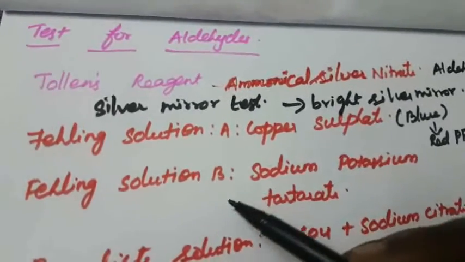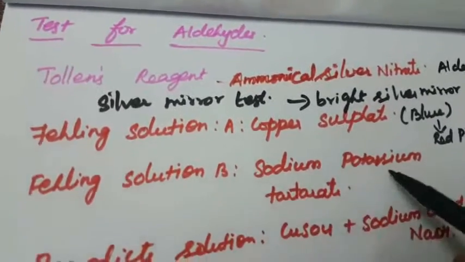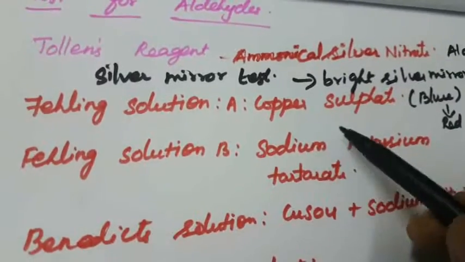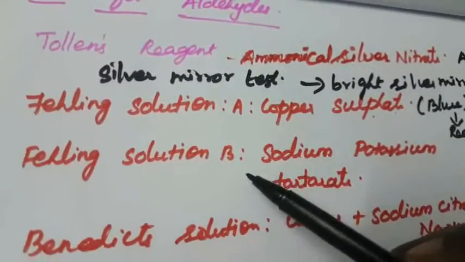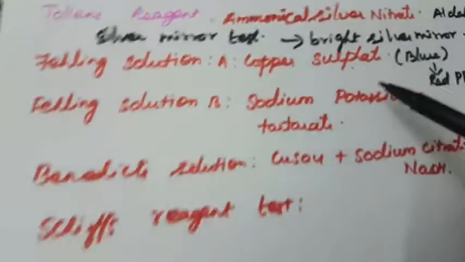What is Fehling solution B? That is sodium potassium tartrate. Suppose they ask for 1 mark: what is Fehling solution A? Copper sulfate solution. What is Fehling solution B? Sodium potassium tartrate.